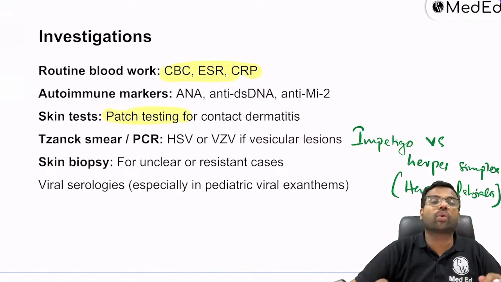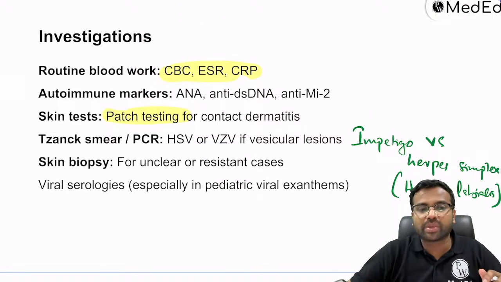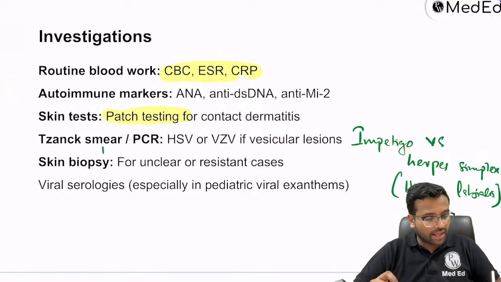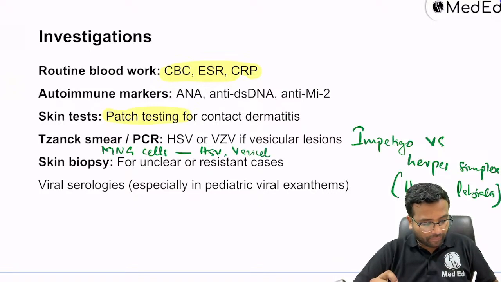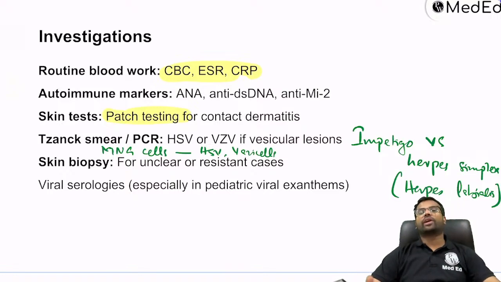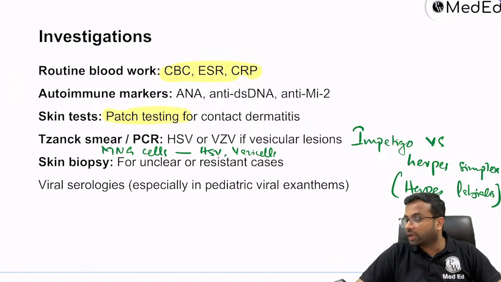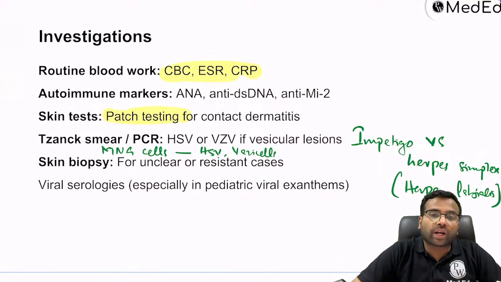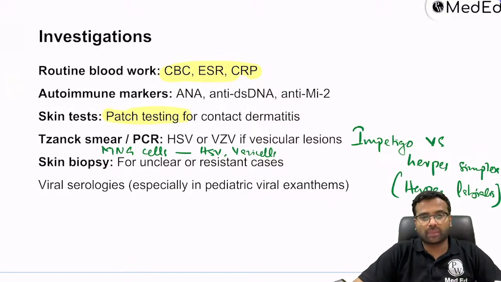So in a Tzanck smear, what happens? When you do a Tzanck smear, you can see multi-nucleated giant cells when it comes to HSV or varicella. And the last one is whenever you are in doubt or if you want to confirm a diagnosis, then you can go for a skin biopsy as well.